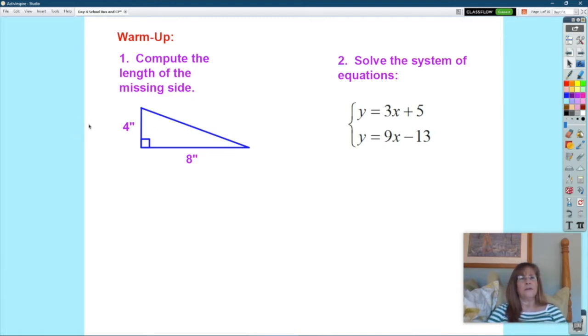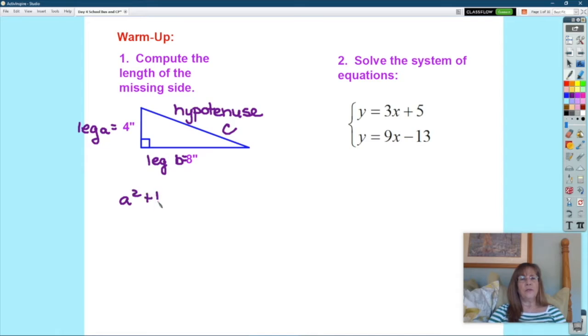So we'll call this leg A and we'll call this leg B, and then our hypotenuse will be C, and I'm going to use A squared plus B squared equals C squared. In other words, our first leg squared plus our second leg squared equals the hypotenuse squared.